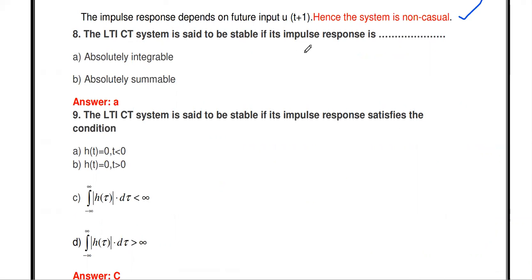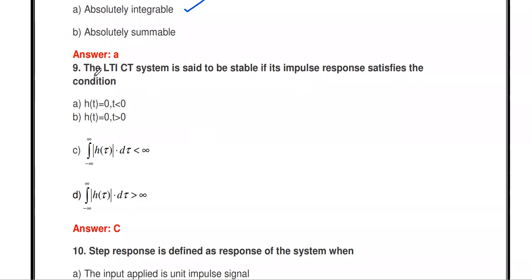This is said to be stable if its impulse response is absolutely integrable, or absolutely summable. Absolutely summable is for the LTI DT system, where DT means discrete time system. So just note down: for an LTI CT system, the condition is absolutely integrable. If it is an LTI DT system, a linear time invariant discrete time system, then for the system to be stable, the condition is that it is absolutely summable.